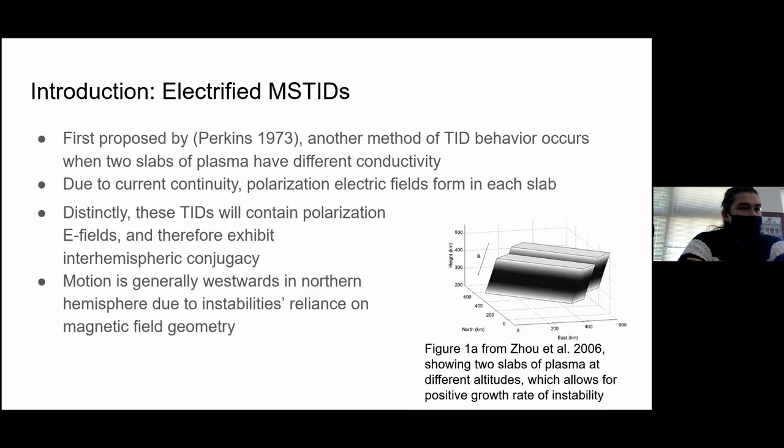So if that's the classical way of looking at things, what is the alternative? It's called the Perkins instability. Basically, it has to do with the electrodynamics of two different regions of plasma varying in altitude. You assume that the tangential current between them must be divergence free. So they have varying densities, which means they have varying conductivities, and so you get varying electric fields to make up for the fact that the current between them has to be the same.